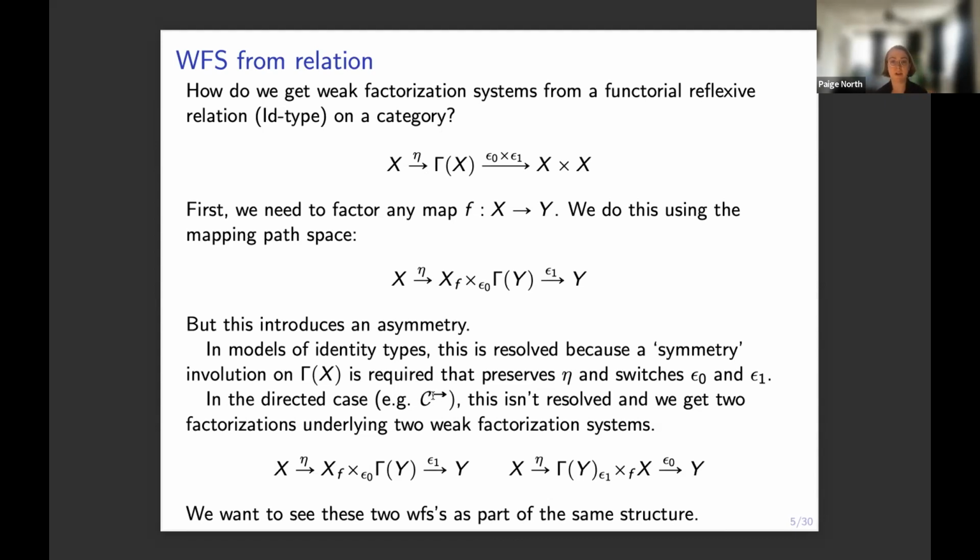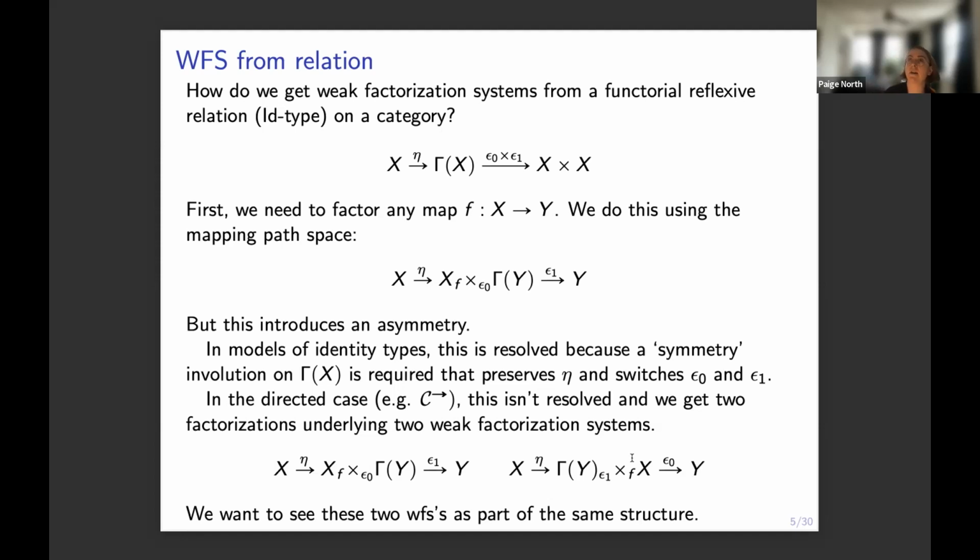This isn't resolved. So in our directed case, this isn't resolved, and we get two different factorizations. One where we have epsilon 0 here and epsilon 1 here, and one where we've got the other way around. And now I'm also writing the pullback backwards because I'm thinking of a path in Y ending at a point in X. Okay, so that's what we get when we're thinking about directed things. We have two choices for factorization.